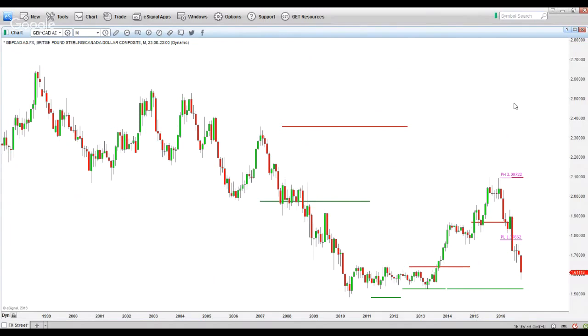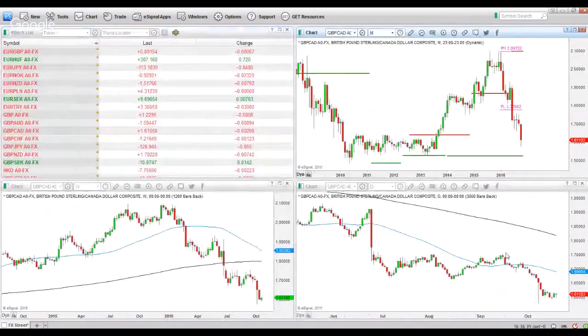So pound Canadian dollar, not one that I'm looking to trade, but you can see very similar to the other pound currencies, below the 50, below the 200 weekly, below the 50, below the 200 daily. If it continues to weaken and you get a good entry point, by all means look to take the trade, but not one I want to trade based on the support levels ahead.